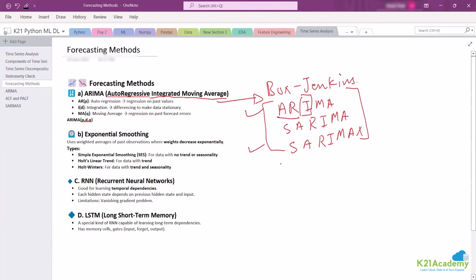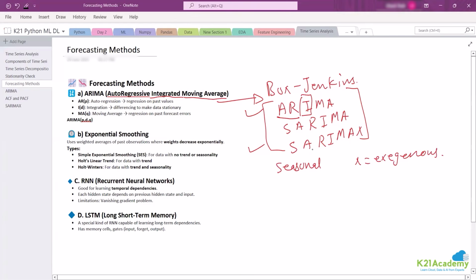Here S stands for seasonal, so it is seasonal autoregressive integrated moving average, and X stands for the exogenous components. So it becomes seasonal autoregressive integrated moving average with exogenous regression. In ARIMA we require three components: the autoregressive component, the integrated component, and the moving average component. So here we will be using this ARIMA.